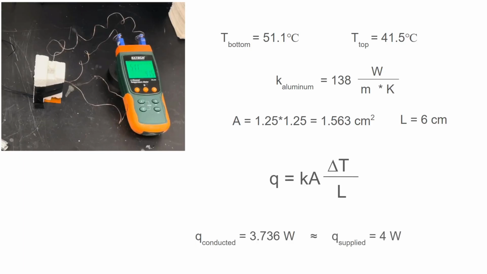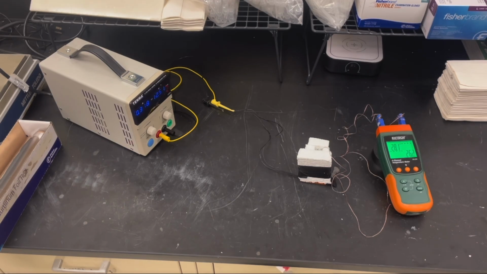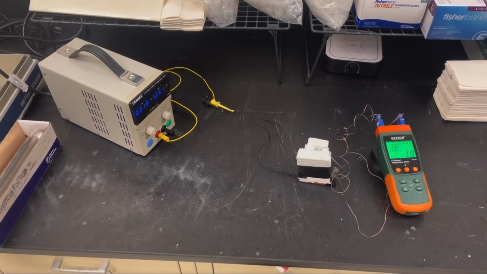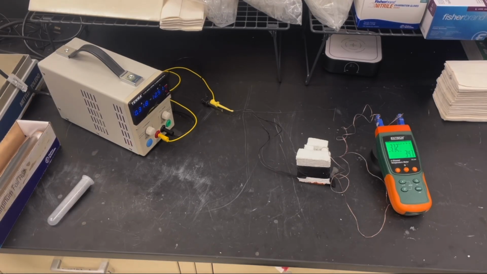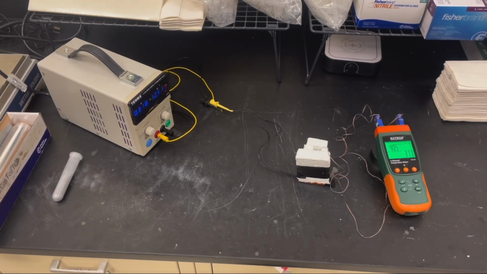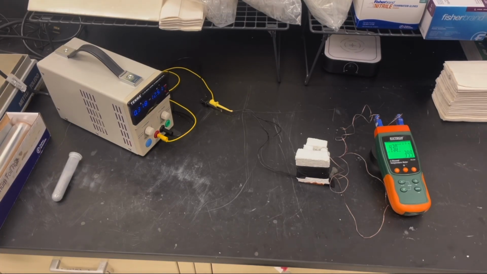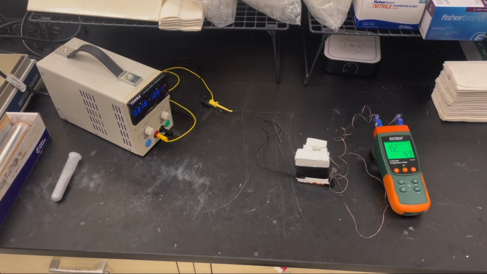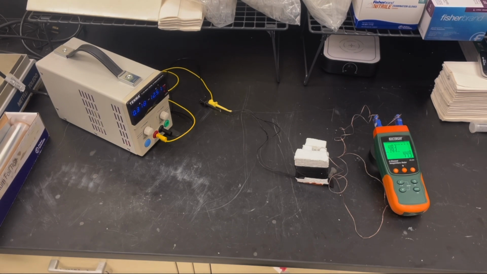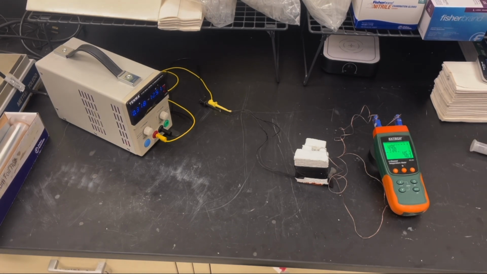Interestingly, this value was very close to our Q supplied value of 4 watts. This value of 3.736 watts will be used to help us find the thermal conductivity of both the aluminum foil and the aluminum powder. For the next part of the demo, we used aluminum foil to compare the K value of pure aluminum to the metallic alloy. The aluminum foil had a cross-sectional area of 2.25 centimeters squared and a length of 6 centimeters. At steady state, the temperature on the side in contact with the heater was recorded as 51.3 degrees Celsius and 47.5 degrees Celsius on the side not in contact with the heater, yielding a temperature difference of 3.8 Kelvin.